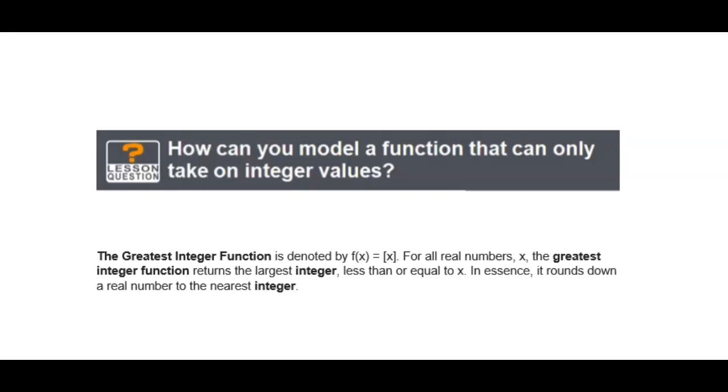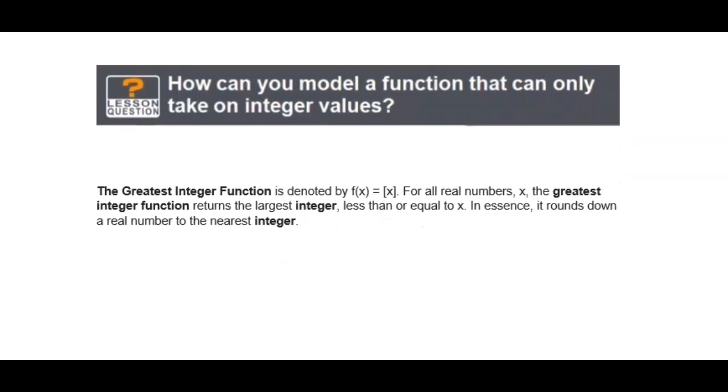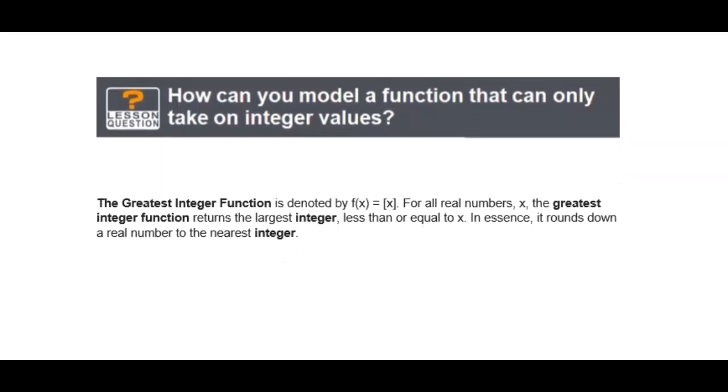How can you model a function that can only take on integer values? So let's talk about that. The greatest integer function is denoted by f of x equaling the greatest integer of x for all real numbers x. The greatest integer function returns the largest integer less than or equal to x. In essence, it rounds down a real number to the nearest integer, which is bizarre. This is the rounding down function.